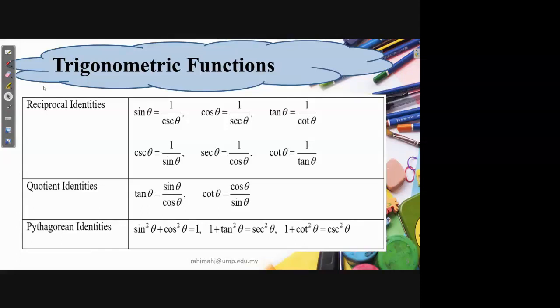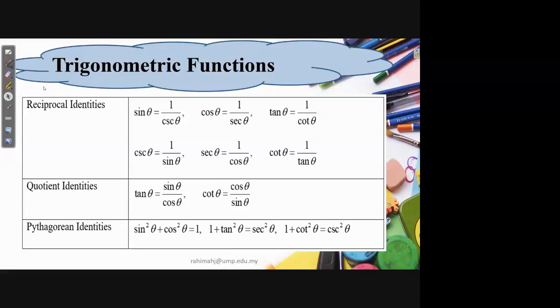So you can read the others. Cosecant theta, for example, is 1 over sine theta. So why do we need to know this? When we face a trigonometric function, in order to solve, to integrate, for example, or to find a Laplace transform, if we have a cosecant or secant, we actually have to simplify those terms to sine or cosine terms. Quotient identities: tangent theta is sine over cosine theta.